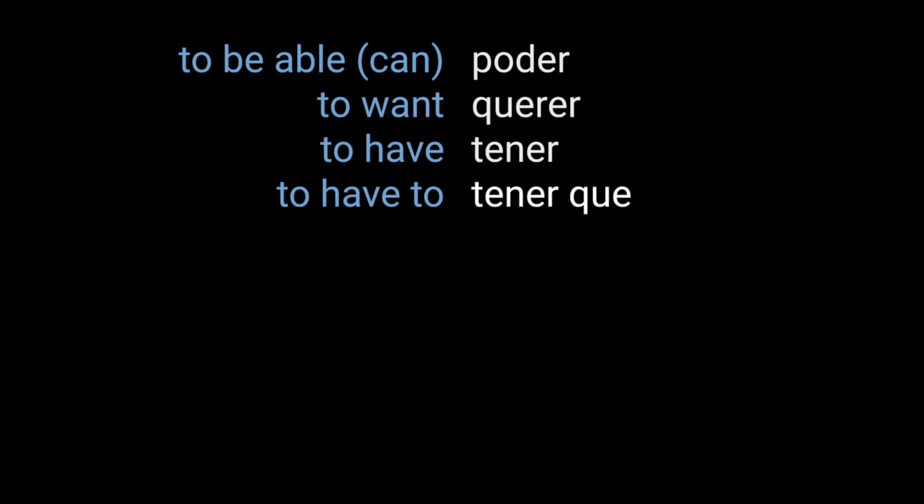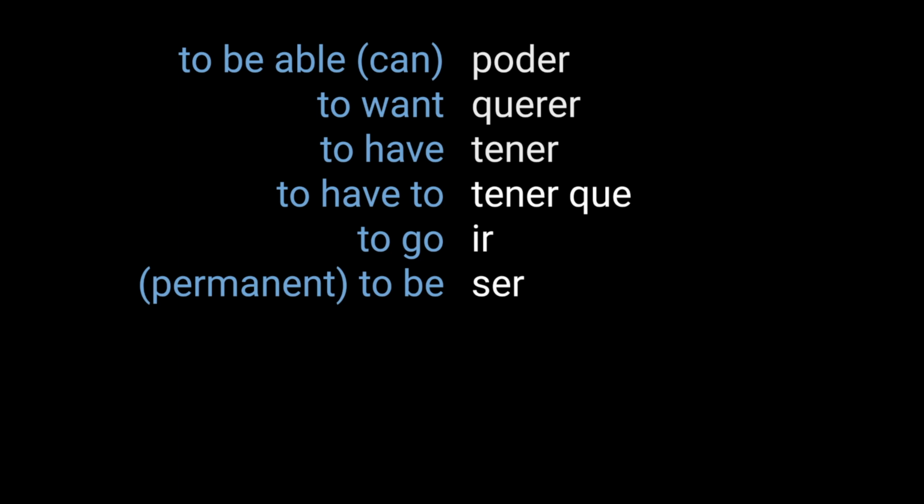To have to, tener que. To go, ir, to be, ser. Now in Spanish, we have 2 versions of to be. One of them is for more general, permanent things like how tall you are, for example. And one of them is for temporary things like where you are right now or how you currently feel. And that word is estar.